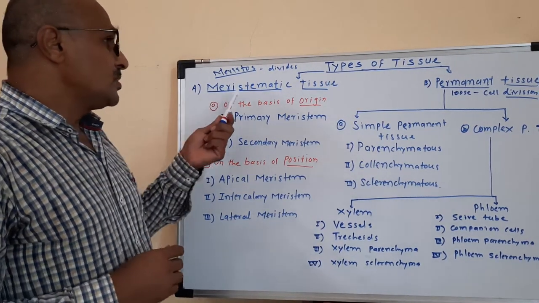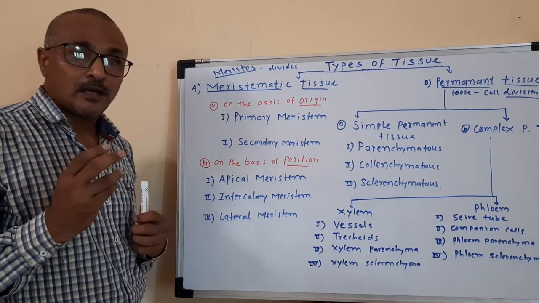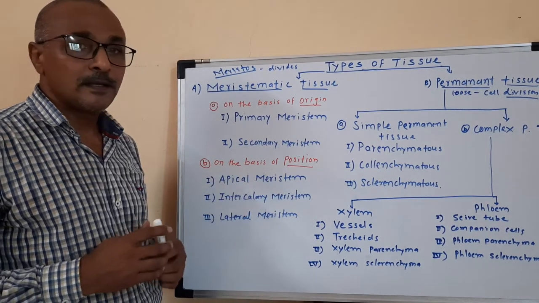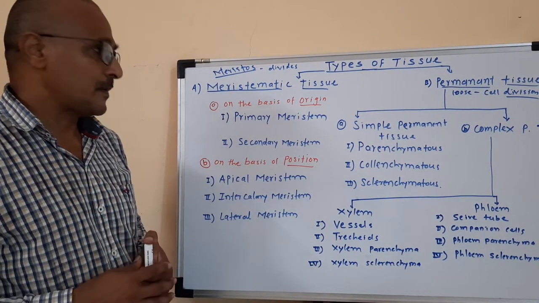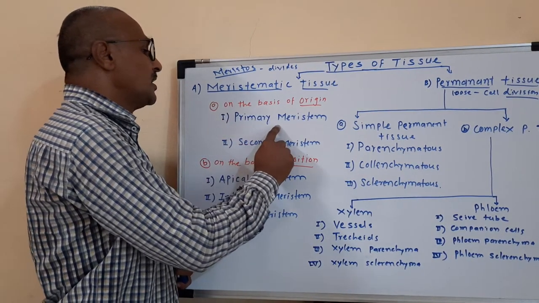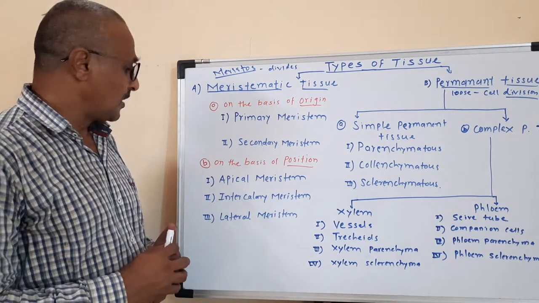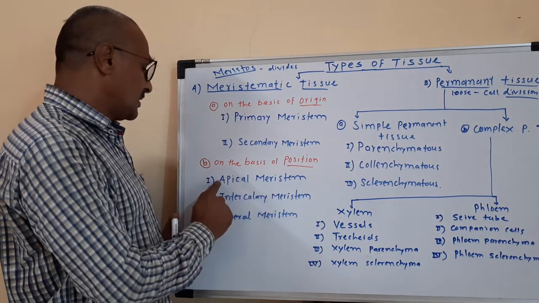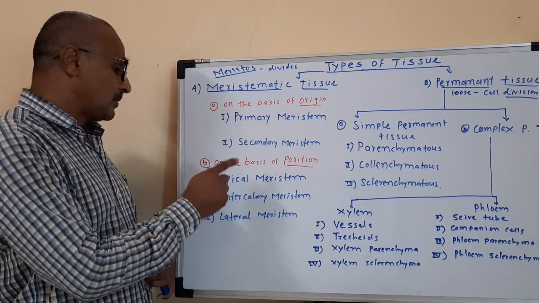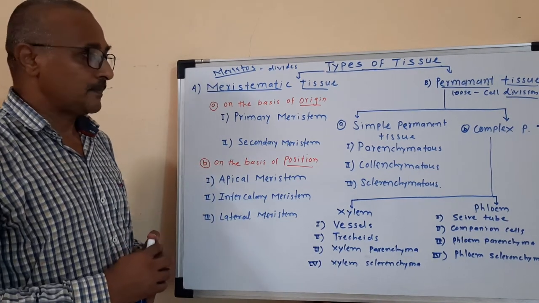The meristematic tissues, on the basis of different types of their nature, that is as per origin and position, are of different types. So on the basis of origin, the meristematic tissues are differentiated into primary meristem and secondary meristem. While on the basis of position, the meristematic tissues are differentiated into apical meristem, intercalary meristem, and lateral meristem.